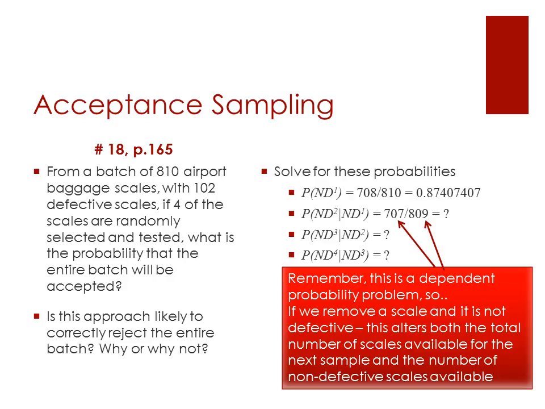Now, notice when I go to do my next one, just as we were looking at with the dependent probability, that means that if we removed a scale and it is not defective, this alters both the total number of scales available for the next sample and the number of non-defective scales available. So that means we've now gone to 707 non-defective baggage scales in the set, and now we have 809 total baggage scales in the set. So that gives us a probability for our second round of 0.739182.